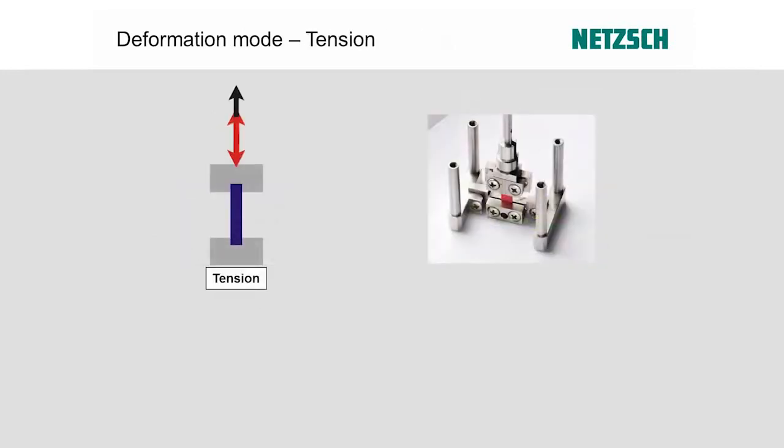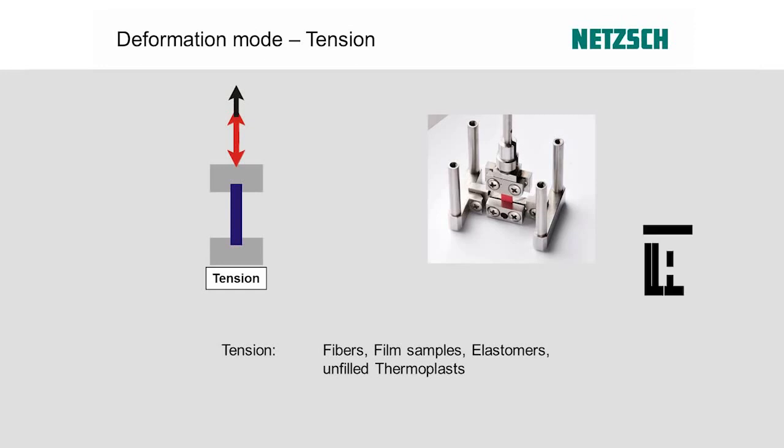The second one is tension, that I use quite commonly. I use that for fiber samples, for film samples, for packaging and so on, and also for elastomers. Well, I'll have an example later on in my application examples, or unfilled thermoplasts. That's what you could use the tension mode for.